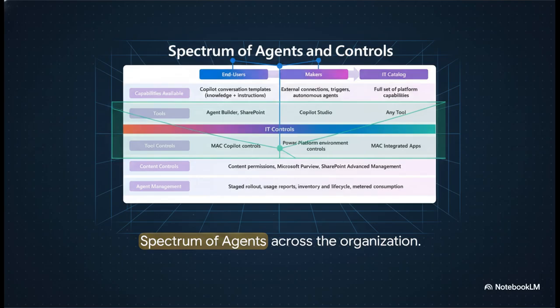Think of it as mapping out the entire spectrum of agents and controls. Up top, you've got distinct user categories, end users, makers, and your centralized IT catalog. And branching out below them are the specific tools they use, along with the foundational IT controls that govern them. We're talking everything from Copilot controls all the way down to Power Platform environments. It essentially gives you a perfect bird's-eye view of who is doing exactly what.